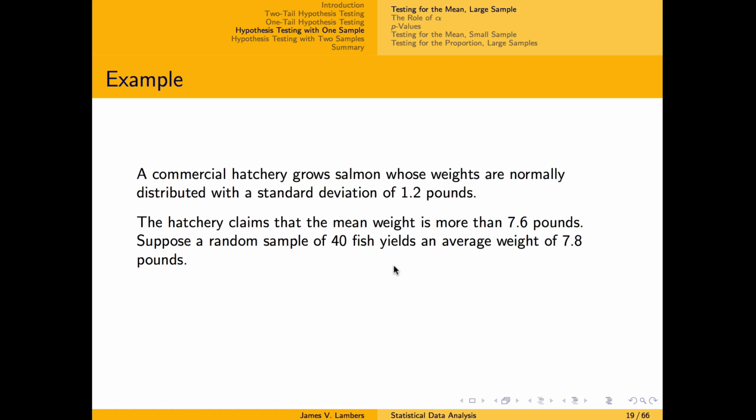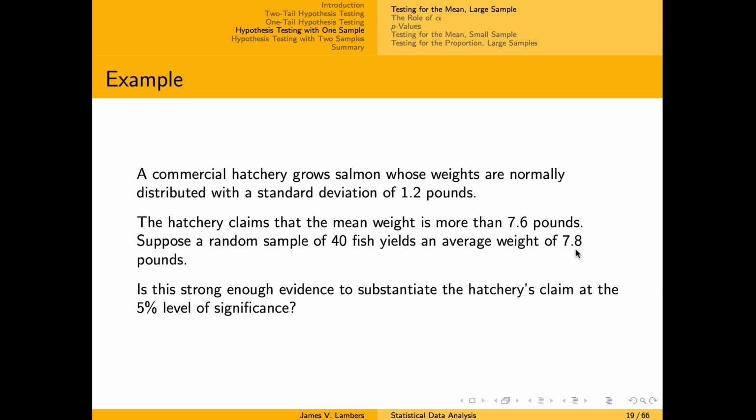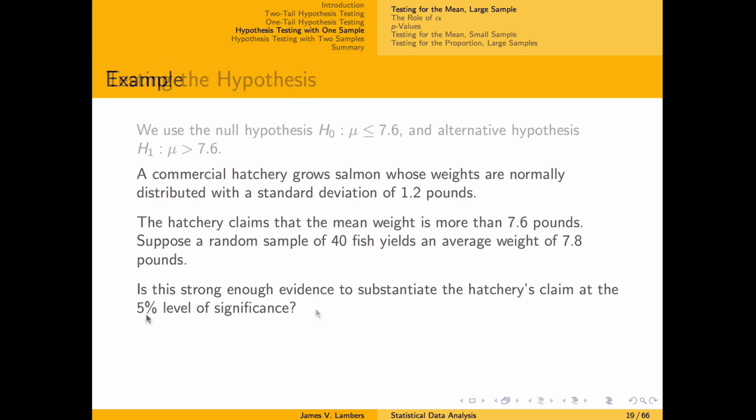A hatchery claims that they can grow salmon with an average weight of more than 7.6 pounds. We check a random sample of 40 fish and find that for this sample, the average weight is in fact higher, 7.8 pounds. But is this evidence strong enough to claim that this higher weight applies to the entire population of salmon in the hatchery? We will test this claim at the 5% level of significance, meaning that we will use a 95% confidence interval.